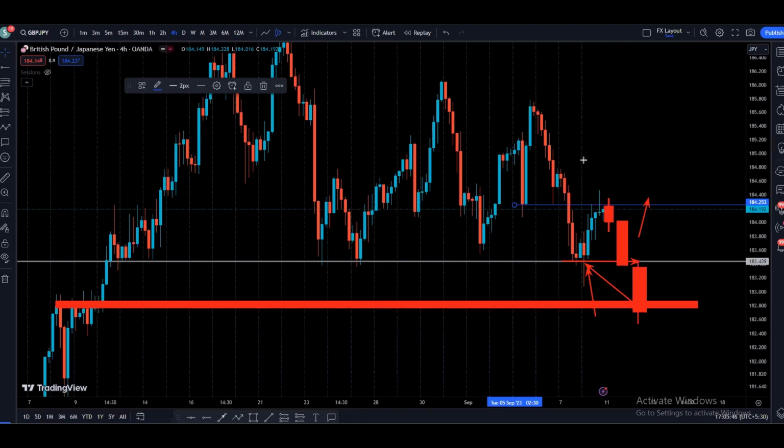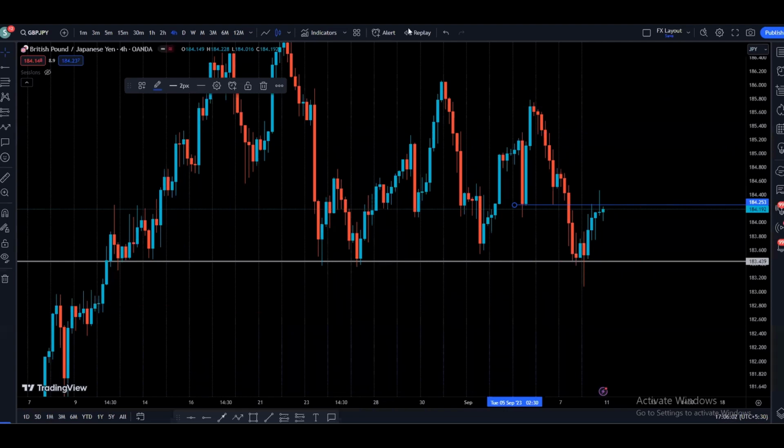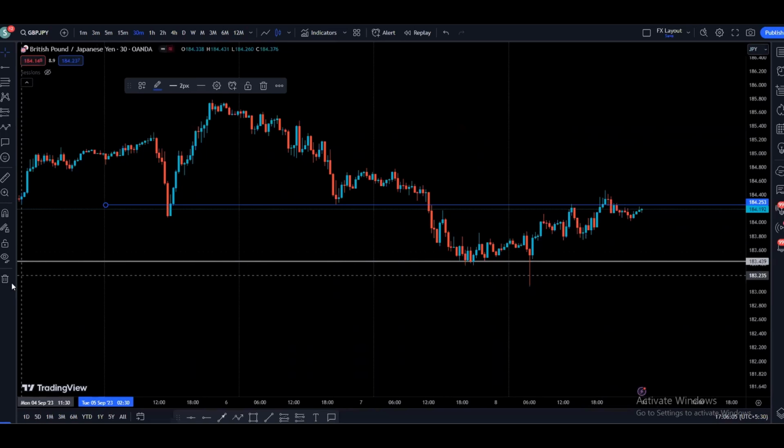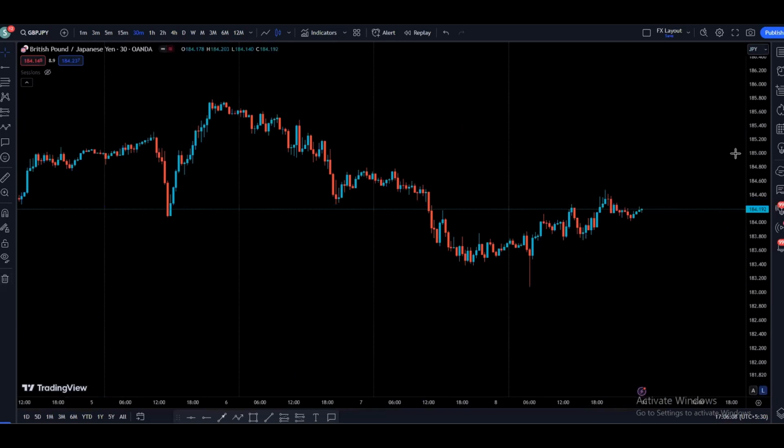And for the longs, I'll be waiting for the price to close above that resistance. So like if we get a 4-hour candle close above that resistance, then I'll be anticipating the price to come up and retest the next resistance. So that is something on the 4-hour time frame. Now let's see what is happening on the 30-minute time frame.